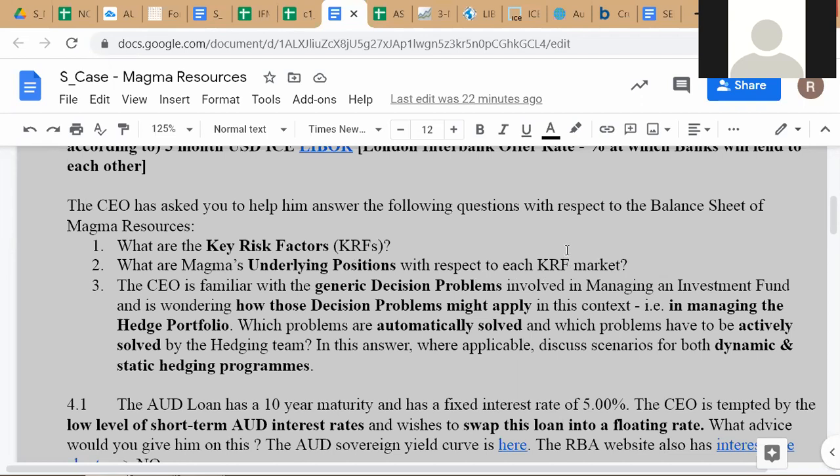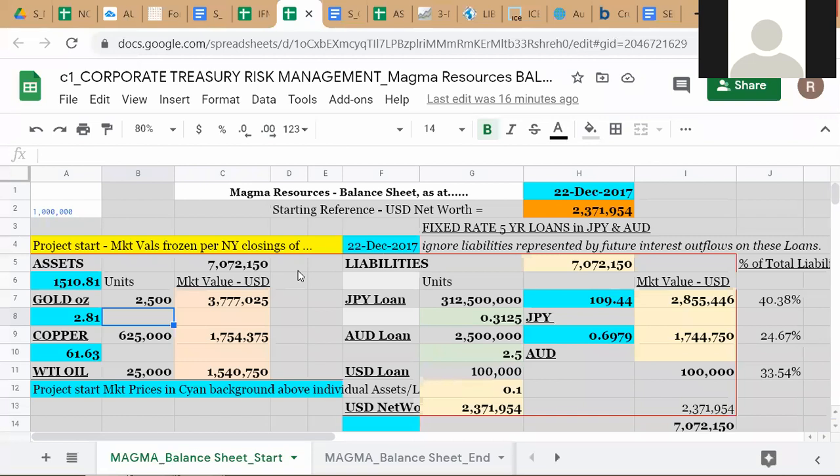These are the terms that we use. For each KRF market, we have 2 important things to assess when we are looking at risk management. The first thing is to look at the KRFs and then figure out your underlying positions. So we are figuring out the underlying positions for each KRF market.